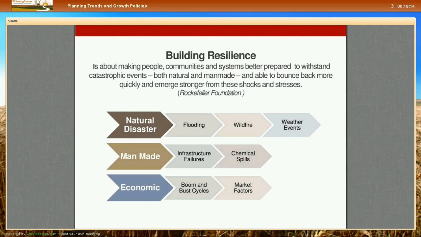The recent Great Recession and housing bust are reminders that communities with diverse economies are going to recover much faster when a town loses a major employer or market factors result in an economic downturn.